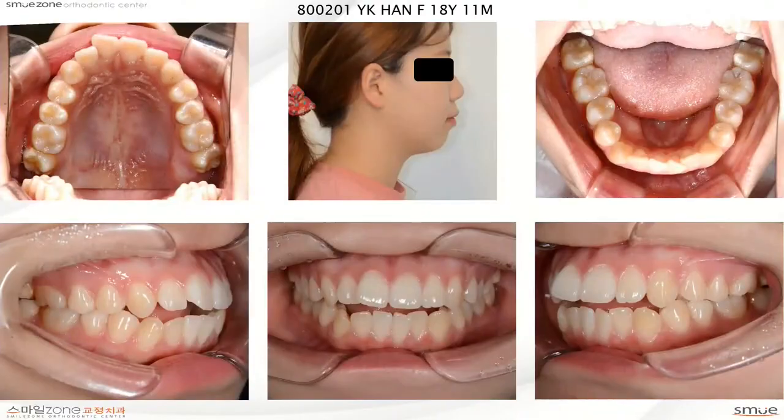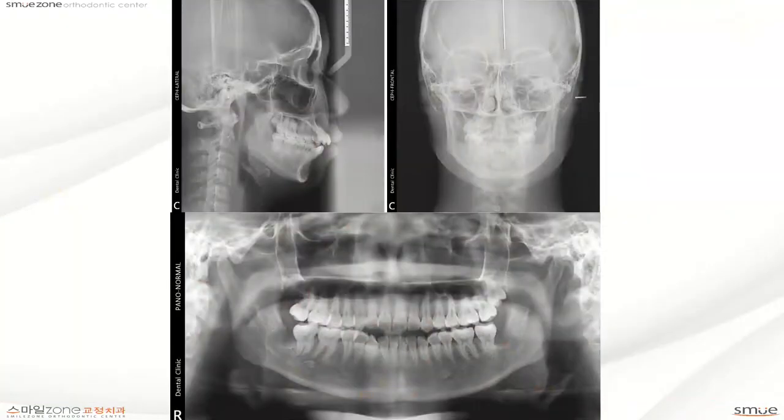But very similar cases with some protrusion and open bite cases, and also same one, even though she had an extracted third molar before she came to my office anyway.